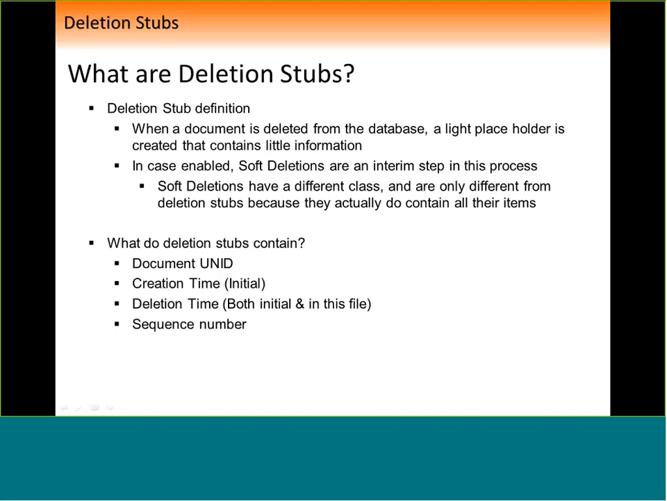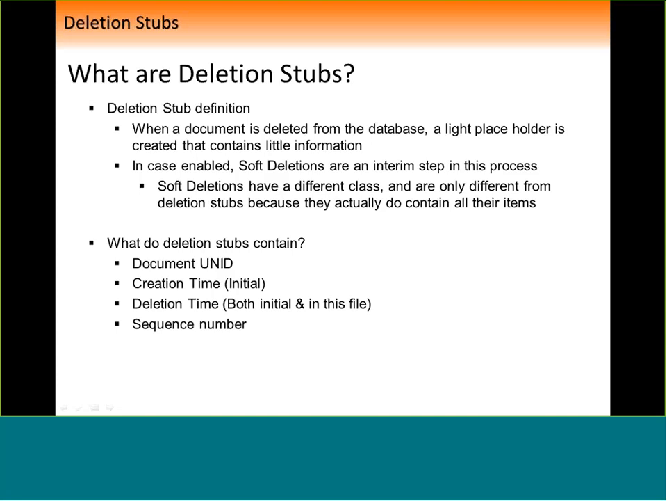You can see that all that remains are 4 items: the document unique ID, which has been covered, a unique ID that lets us identify that document across every single replica; the initial creation time; when it was deleted, both initially and then in this file, when it replicated into this file; and the sequence number. Again, that sequence number is extremely important.